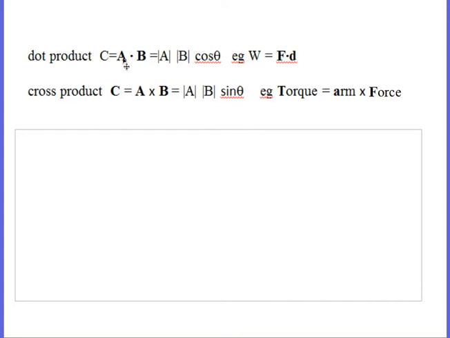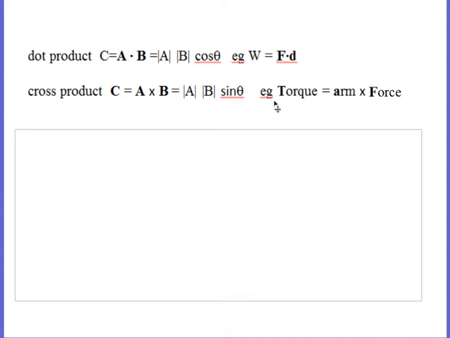Go back to previous things we have learned. When we were studying work, it was the dot product of force and distance. We were only interested in the parallel components of the force, and so when you do a dot product of two vectors, the result is a scalar, and the magnitude of that scalar is the magnitude of A times the magnitude of B times the cosine of the angle between them, because you're only interested in the parallel parts.